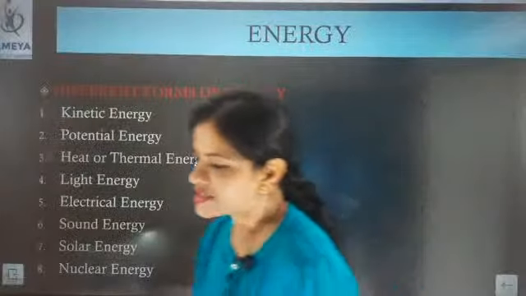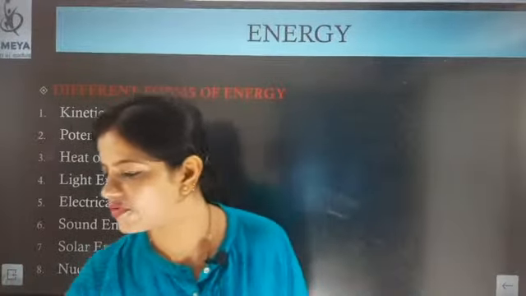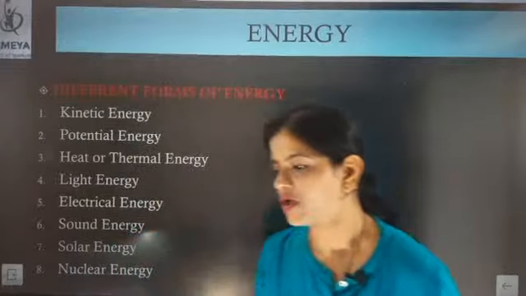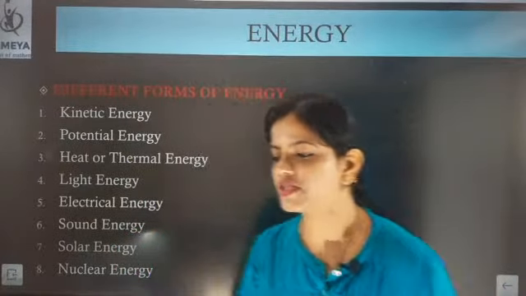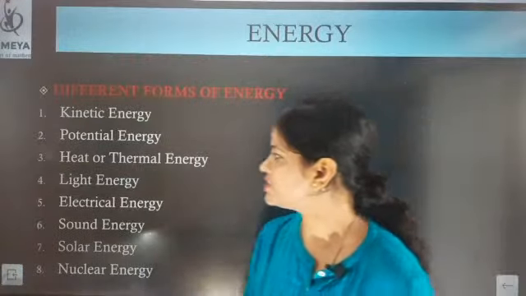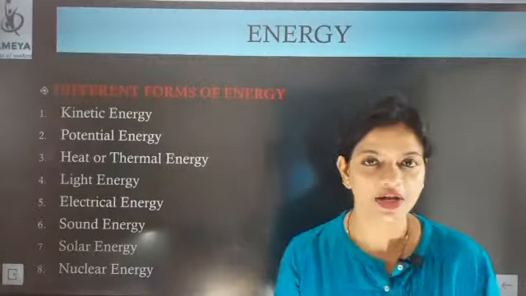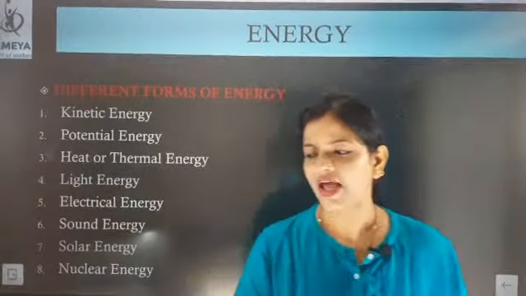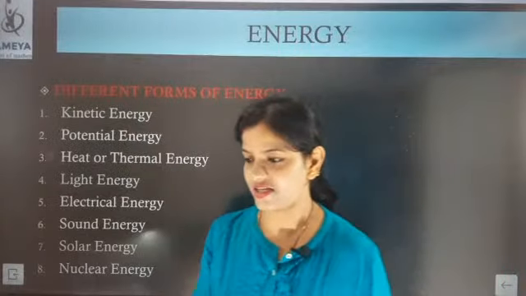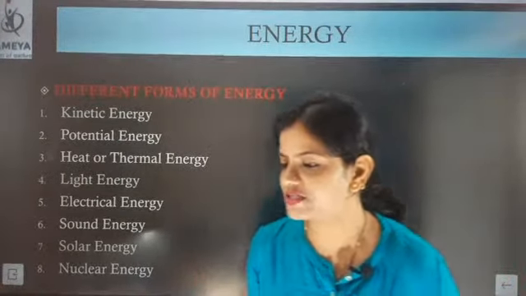Okay, now shall we go back to the class and learn different types of energies? How many different types of energies are there? Kinetic energy is there, potential energy is there, heat or thermal energy, light energy, electrical energy, sound energy, solar energy, nuclear energy, chemical energy. Many different types of energies are there. So 8 different types you can see here. Chemical energy is also there.